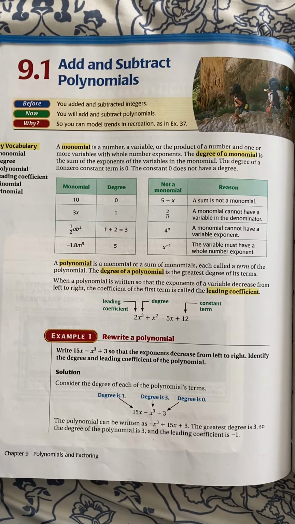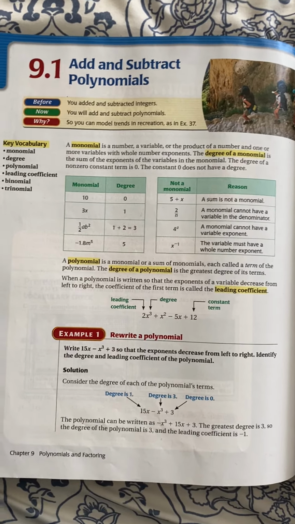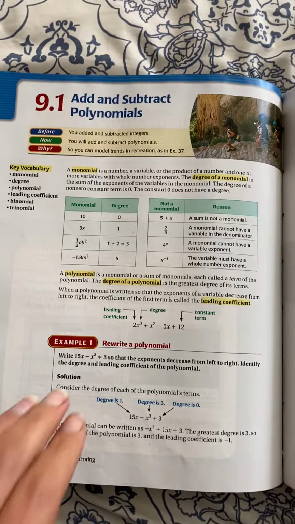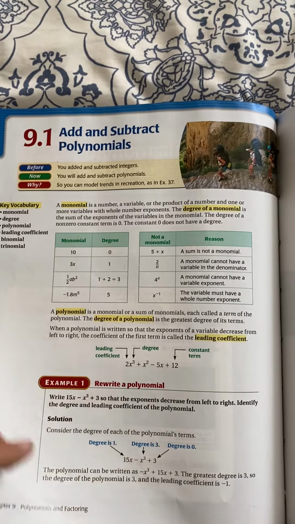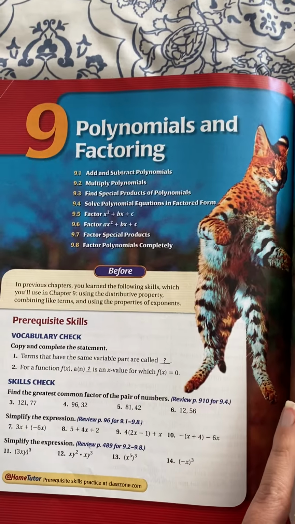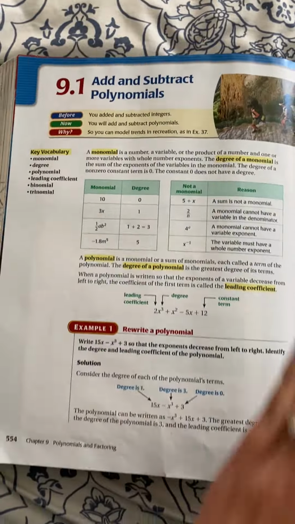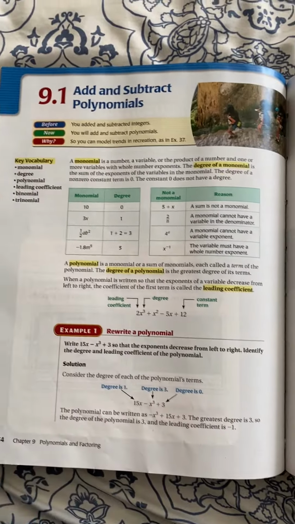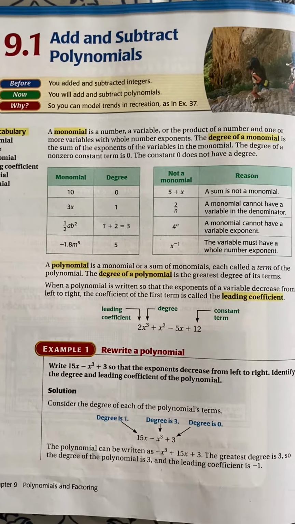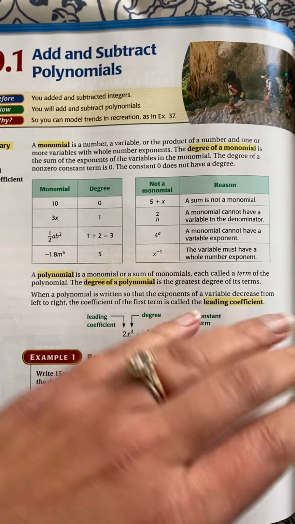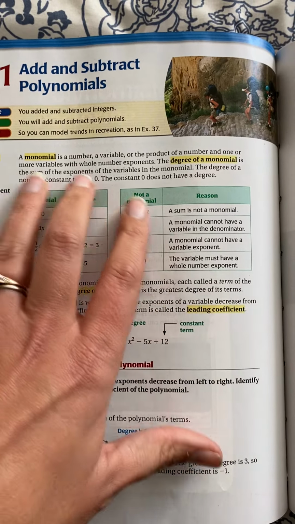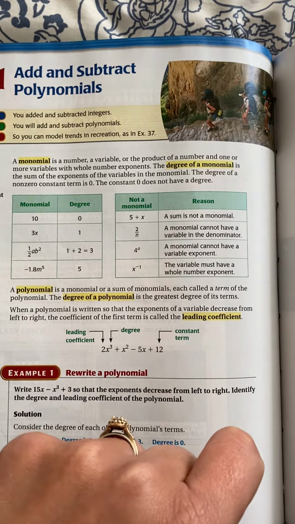All right. 9.1, new chapter. This is all a chapter about polynomials. So polynomials and factoring, you're going to be doing a lot of that throughout this chapter. The first thing, let's go ahead. We've got a couple of key vocabulary concepts to go over.